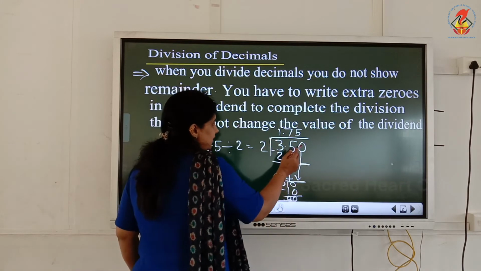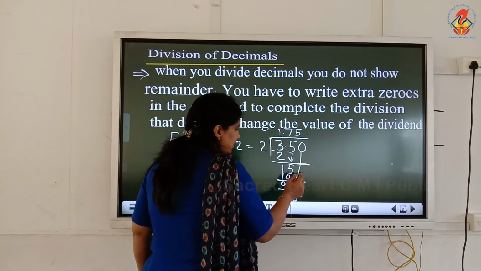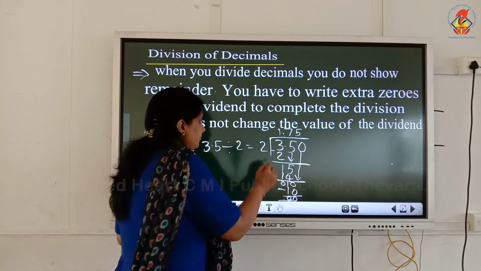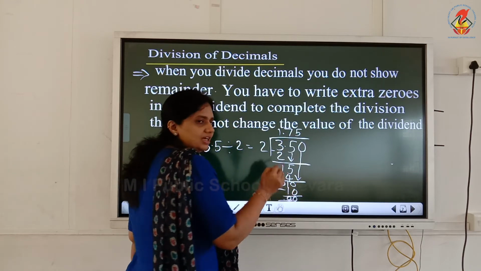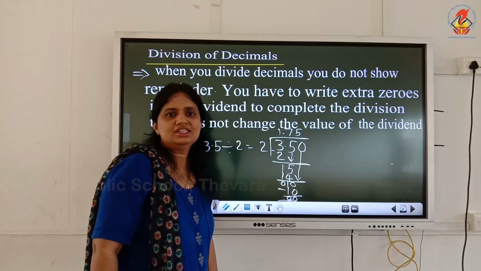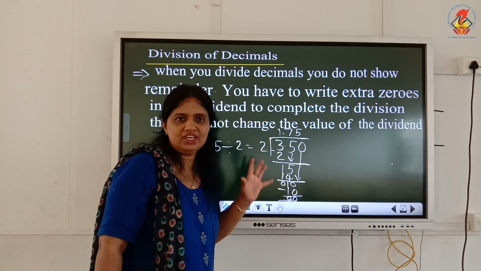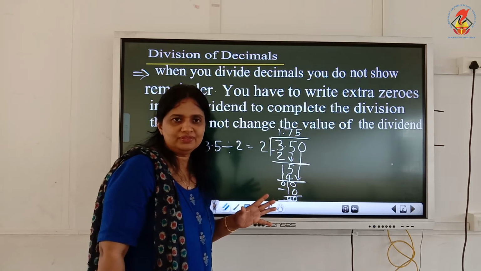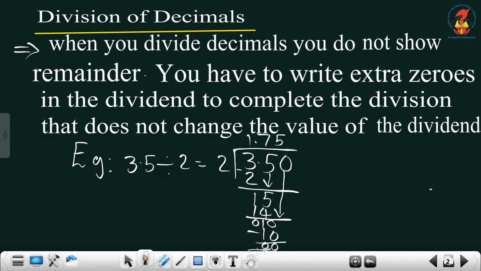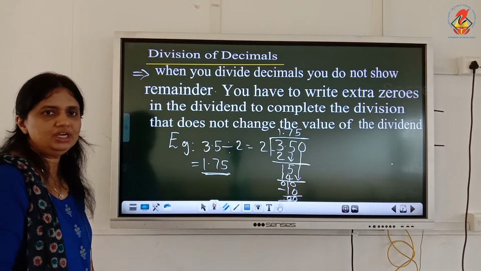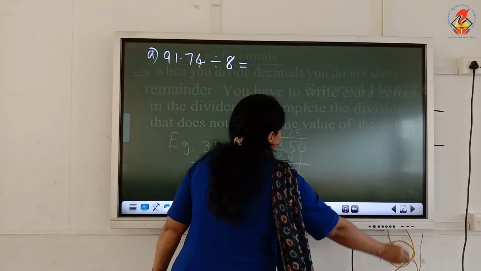I add a 0 here, and after that I took that 0 down. Then the remainder will become 10. After that, 2 into 5 equals 10, and the remainder will become 0. Is it clear? In decimal division only, we can do it like this. And the answer is 1.75. So 3.5 divided by 2, the answer is 1.75. I will show you the next one.